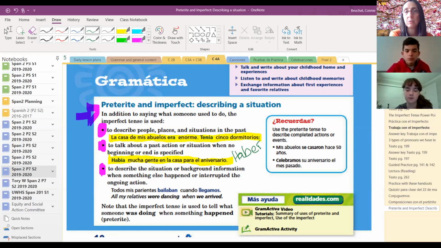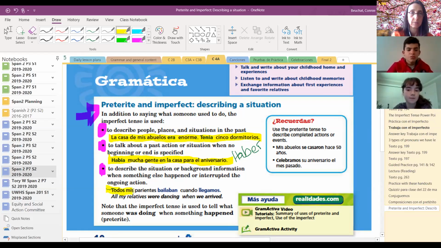So what do you think this one is saying? There were many people in the house. Correct. And why is it in the imperfect, you think? Because it was in the past. And then it said there's no beginning or end specified. Right. So it's a description of the past without a beginning and without an end. Does that make sense? Okay, Nicolas, read the last one.